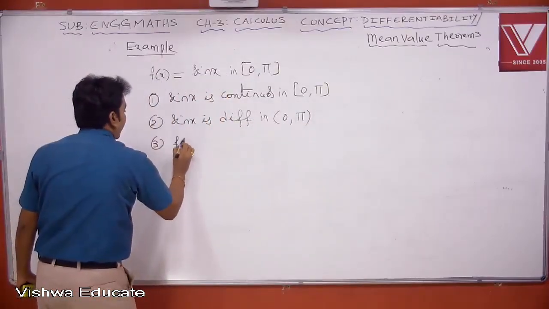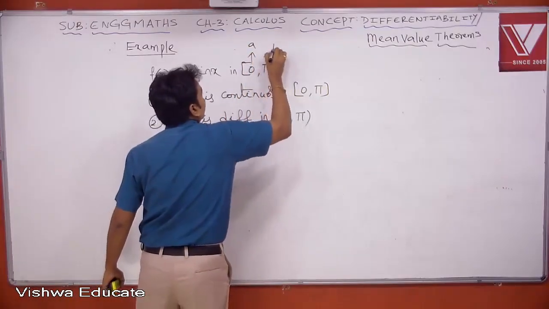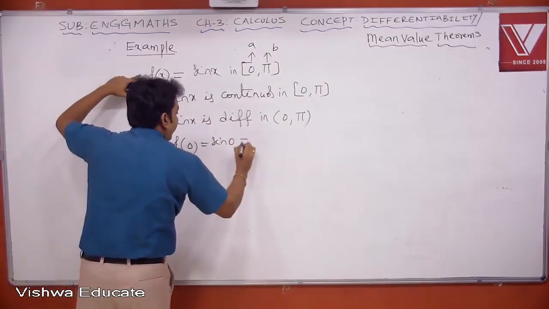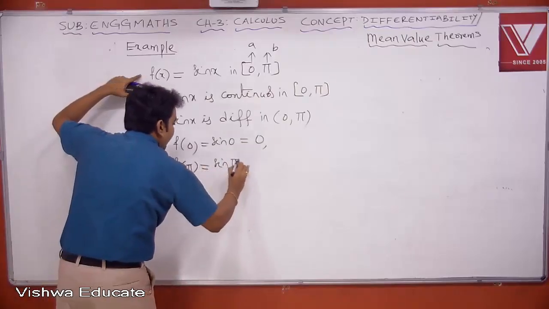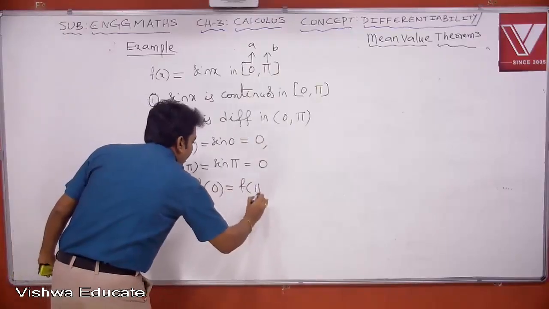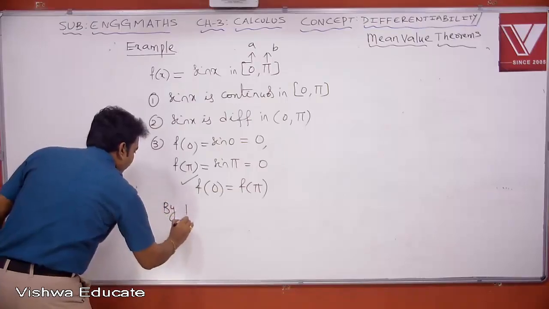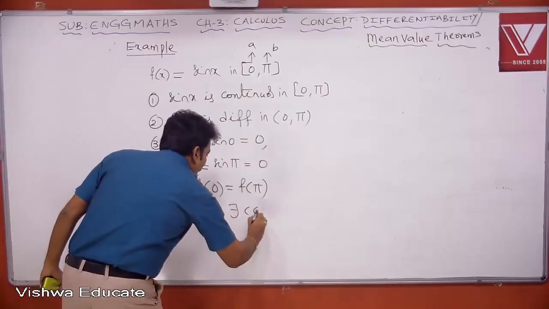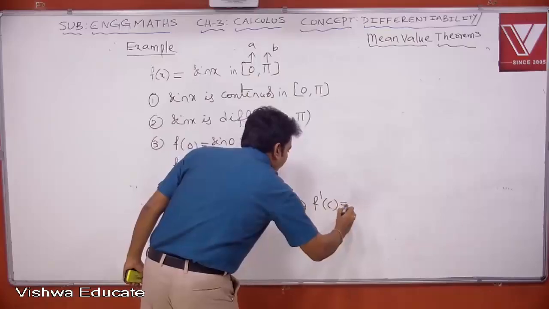Now what is f of a? Here a value is 0 and b value is pi. So we need to verify the third condition. f of 0 is sine 0, it is 0. f of pi, that is f of b, sine 180 degrees, this is also 0. Therefore, here f of 0 equal to f of pi. Therefore, it fulfills the third condition also. So by Rolle's mean value theorem, RMVT, there exists c belonging to open interval 0 comma pi such that f dash of c equal to 0.